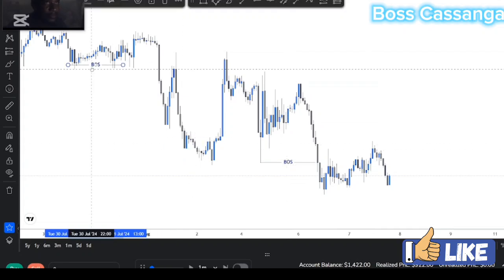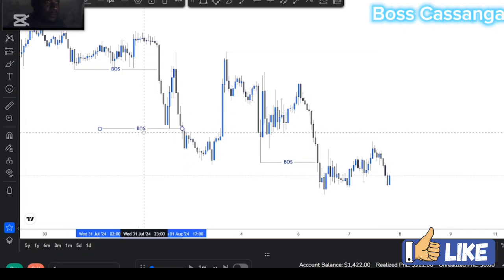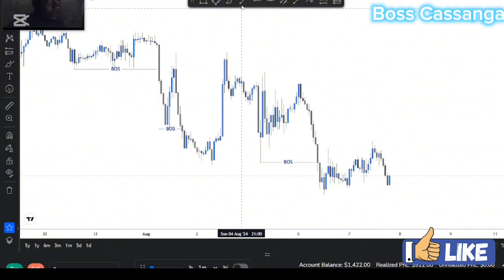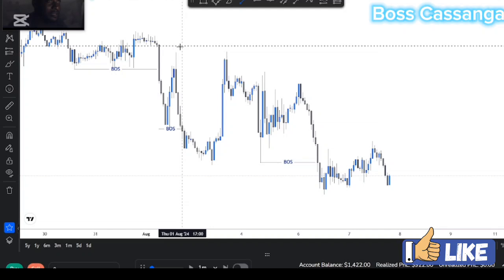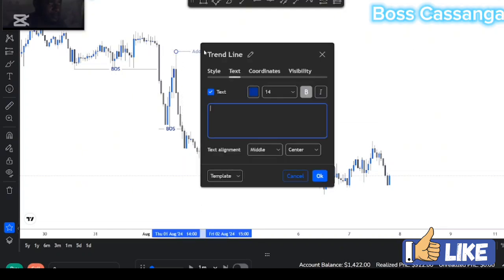Okay, that is a breakout structure to the downside. I can also count this as a breakout structure. Okay, that is also a breakout structure. The high was not taken out. Okay, it's like we have almost a double top right there. There's liquidity sitting here. I'll just say liquidity sitting here. Maybe in the future liquidity can be taken out from there.